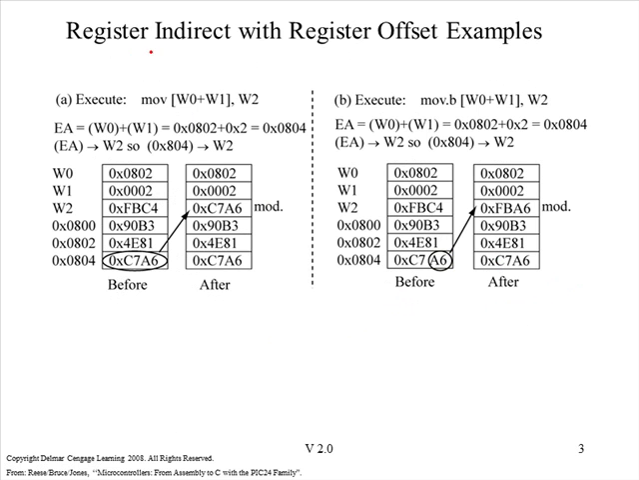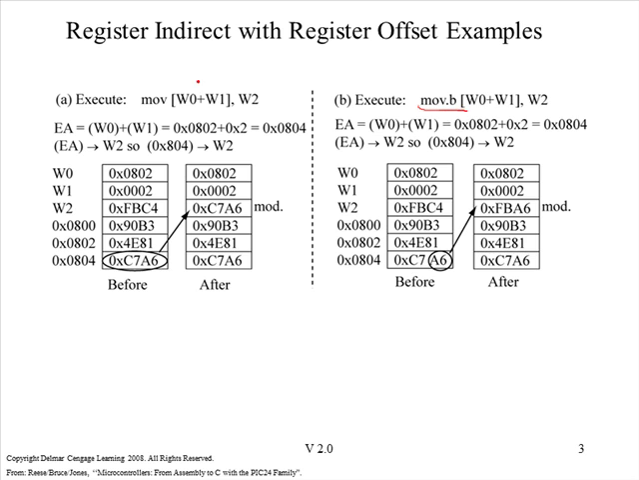This slide shows a couple of examples of register indirect with register offset addressing modes. Here we're going to do a move where the source operand is using register indirect with register offset, where we're taking W0 and adding it to W1 to form the effective address of our source operand. So W0 has an 802, W1 has a 2. So if we sum those together, we'll get an effective address of 804. So we'll take the contents of 804, which happens to be a C7A6, and move that to W2. Note that neither of these registers, W0 and W1, are modified. The only register that's modified is its destination register, W2.